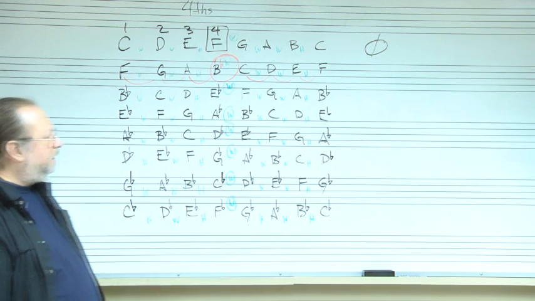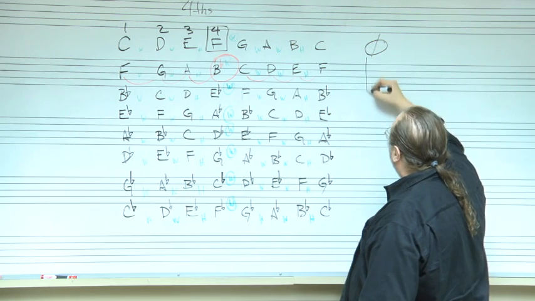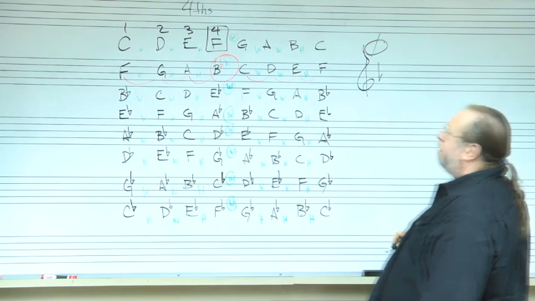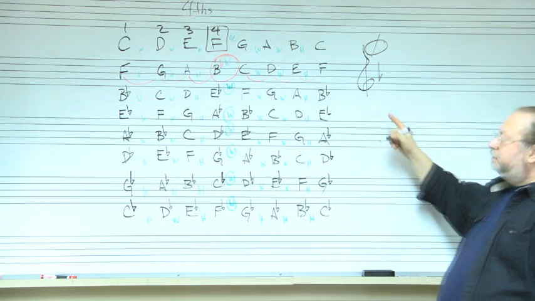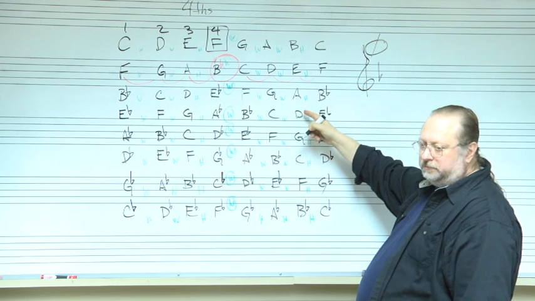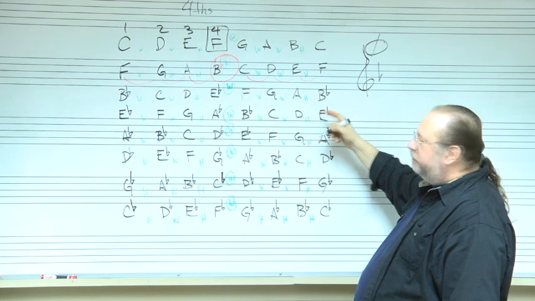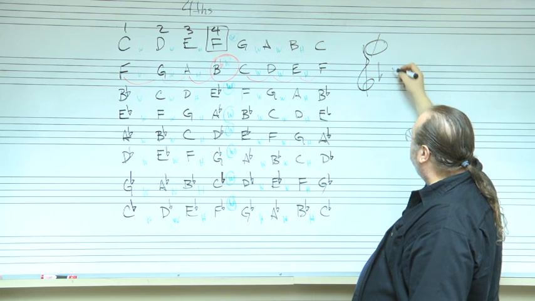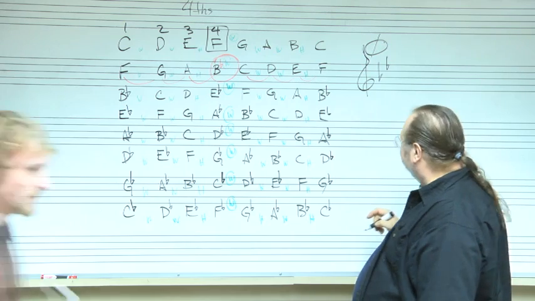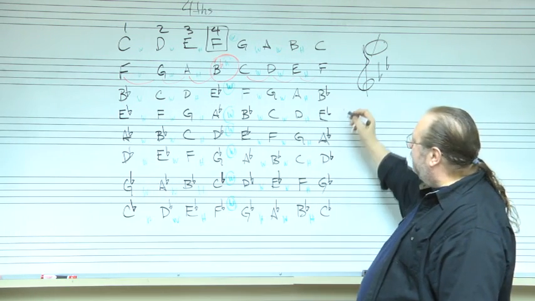So let's take a look at these keys. Key of F has one flat, B flat, right? Yes. Key of B flat has how many flats? 2. So look at which ones they are. Right here. B flat, there's F, and then E flat. Okay. So B flat and E flat, the two flats in the key of B flat, right?